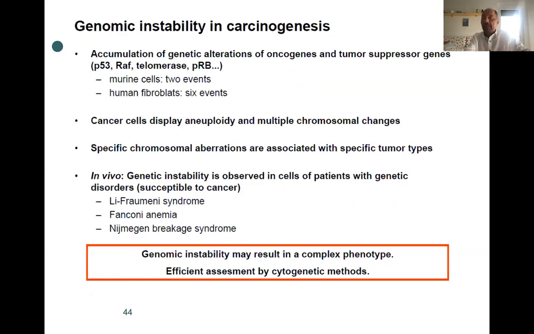And this is, of course, clear in carcinogenesis. You see, you have genomic instability observed in cells with genetic disorders that are susceptible to cancer, and also aneuploidy and multiple chromosome changes that are found in cancer cells. Cancer cells are extremely genomically unstable. Sometimes it's very difficult to have two cells with the same karyotype in the same tumor, and they are very aneuploid. So the number of chromosomes per cell is very variable, with multiple chromosomal changes.